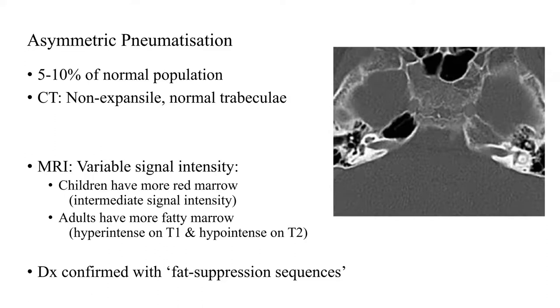On MRI, you can see a variable signal intensity. There are a few theories behind this. Firstly, children have more red marrow in the petrous apex, which gives an intermediate signal intensity. And adults have a more fatty marrow, which is usually hyperintense on T1 and hypointense on T2. So that's the opposite of the usual pattern of most petrous apex lesions. The diagnosis of this asymmetry can be confirmed with fat suppression sequences, which is a separate sequence that the radiologist can organize.